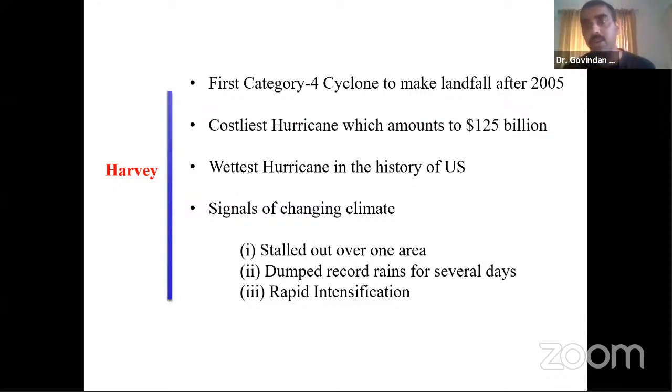So it dumped record rainfall for several days. It actually produced a lot of rainfall over several days. And it had a rapid intensification. These three are the climate change signals. Now I will explain one by one how these reveal the signals of climate change.